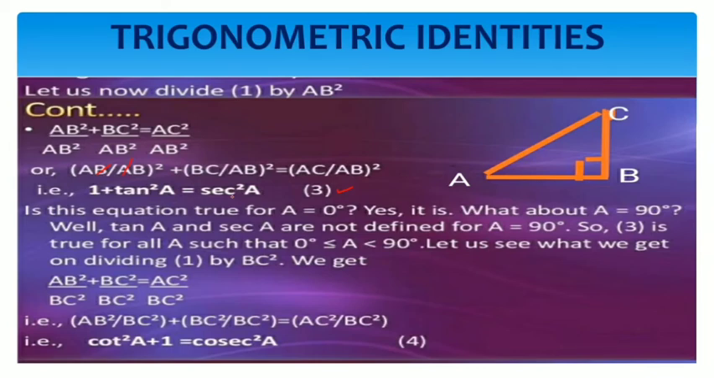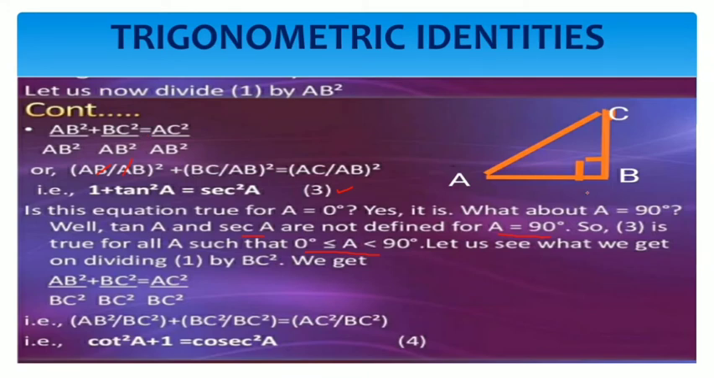Now the range for this is A is greater than equal to 0 but less than 90. Here we have not taken equal to 90. 90 is not included because sec A is not defined for 90 degree. So if we take the value of A as 90 degree, this identity will not be valid. That's why this is the range of the identity for which it is true.